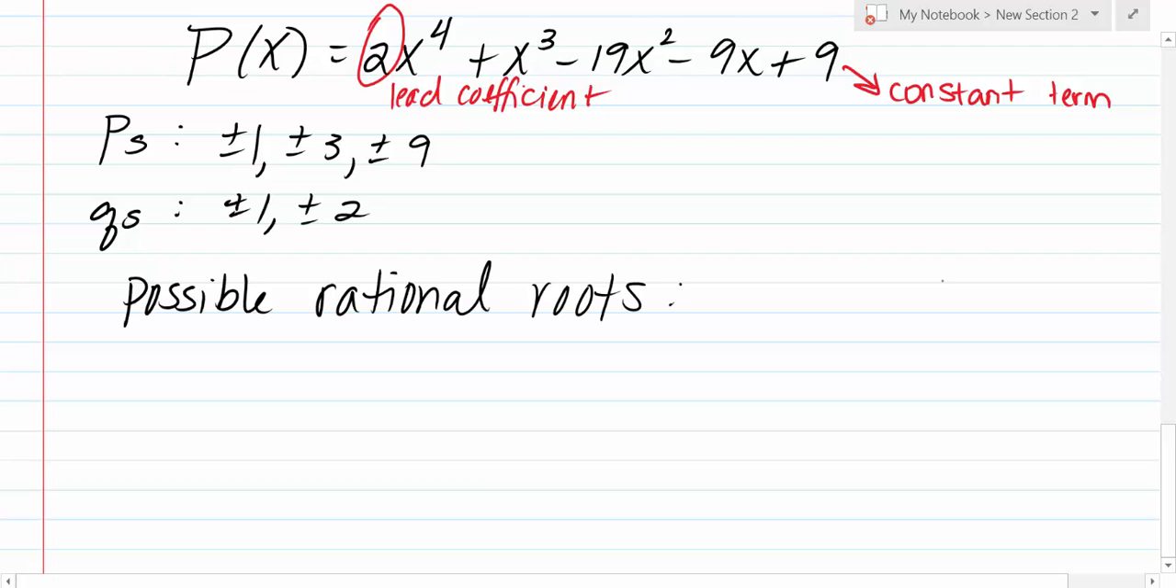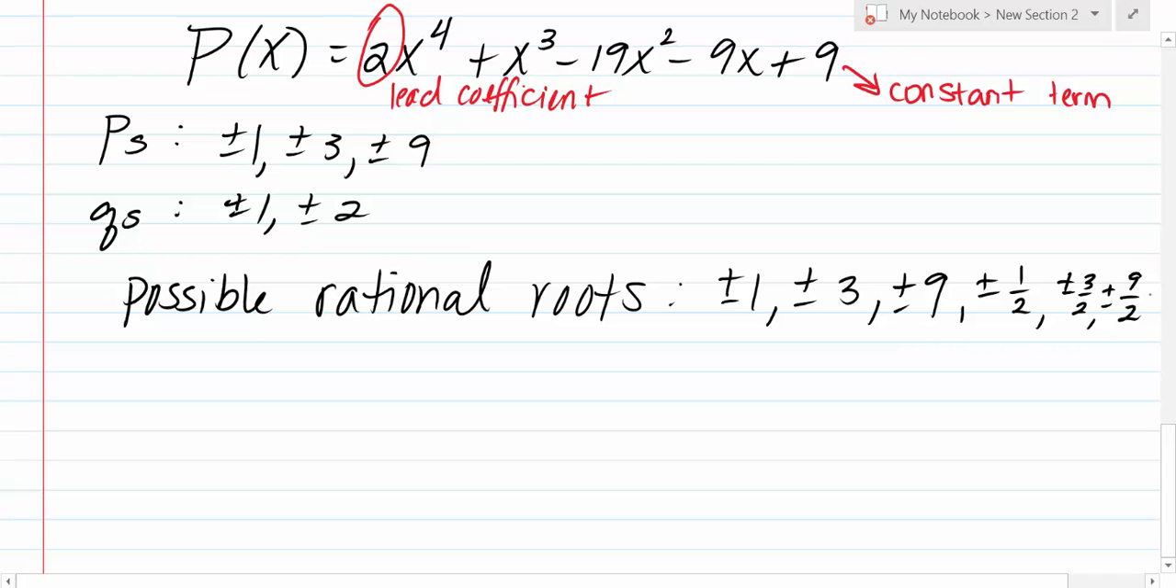To get my list of possible rational roots, I'm going to take each of these p-values and divide them by each of the q-values. So I'm going to start with my p's and divide each of them by 1, because that's the first value on my list of q's. Now I'm going to take each of my p's and divide them by 2, because that's the second value on this list of q's. And now I have my complete list of possible rational roots.